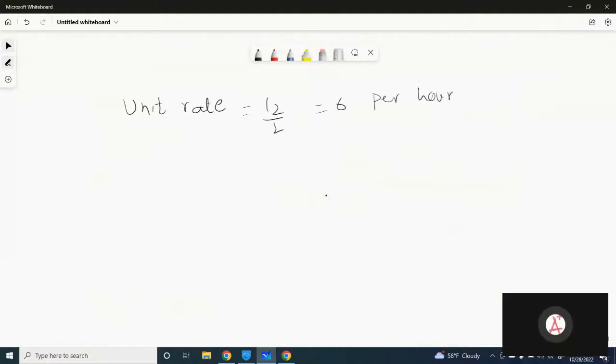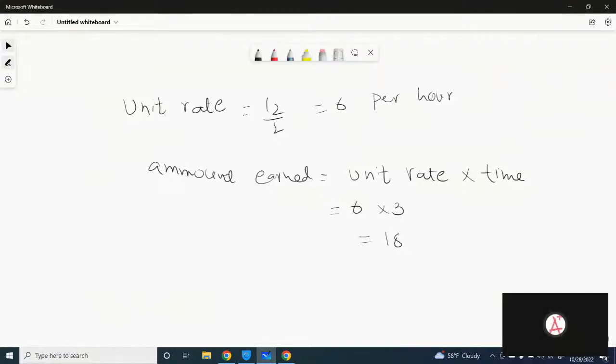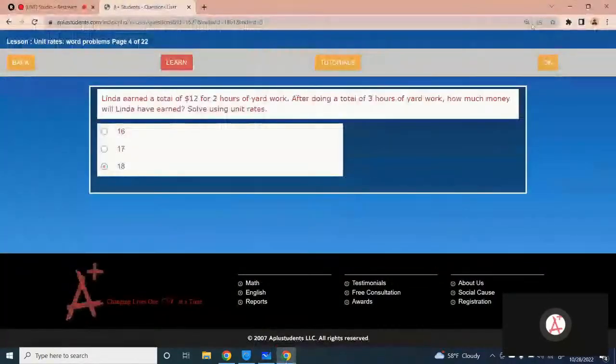Now you have to find the amount earned, and you can do unit rate multiplied by time. So the unit rate is 6 and the time spent is 3. So 6 times 3 is 18. That means the total earned amount is $18. Got it? Just select the correct option and click on the OK button. So the correct option is 18. Got it?